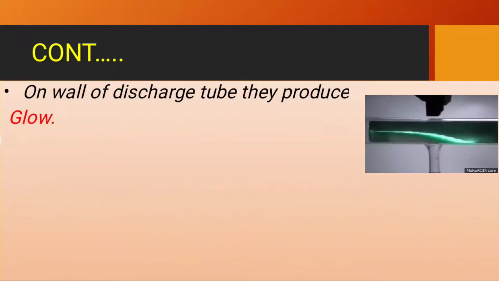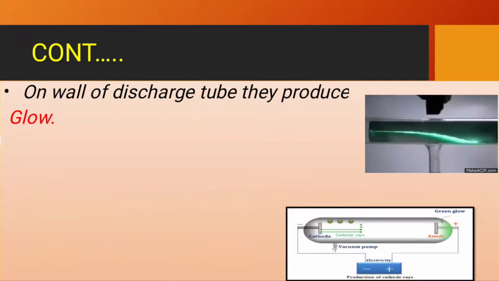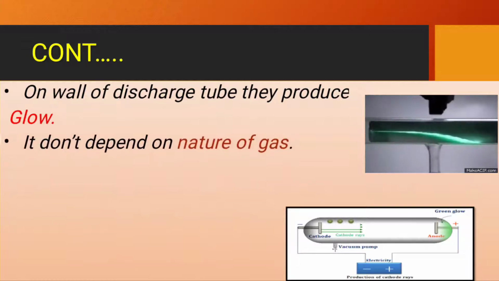On the wall of discharge tube, they produce glow. Look at this picture, students. Cathode rays when hit the wall of glass, they produce glow. This glow does not depend on nature of gas, but in fact glow depends upon the nature of glass.